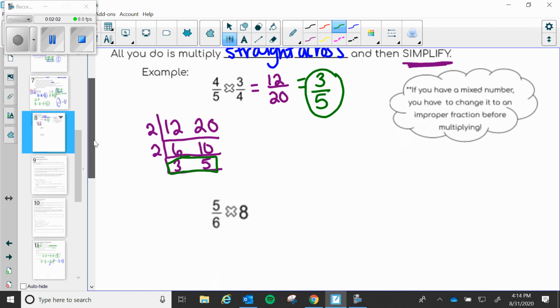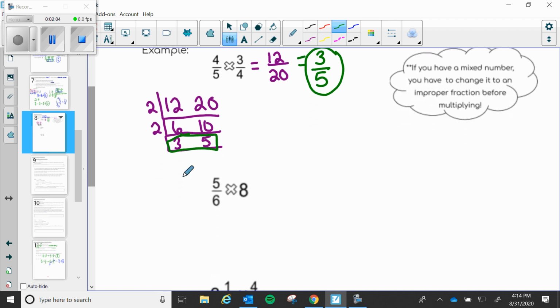Now, scrolling down just a little bit to our next example, if you notice, we've got a whole number. The thing with whole numbers and multiplying fractions, you don't have to find a common denominator. You don't have to do anything super crazy. All that you have to do is put it over 1. This makes it a fraction. It's not important for you to have a common denominator, which is why it's okay to just put it over 1.